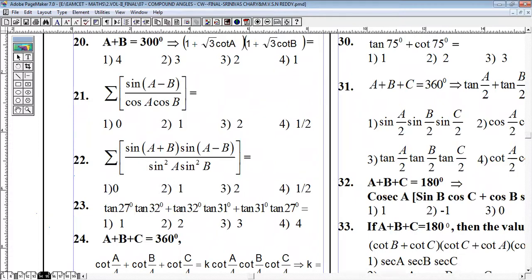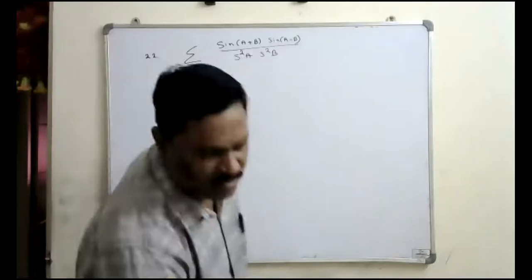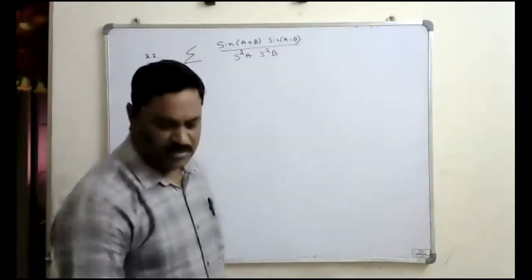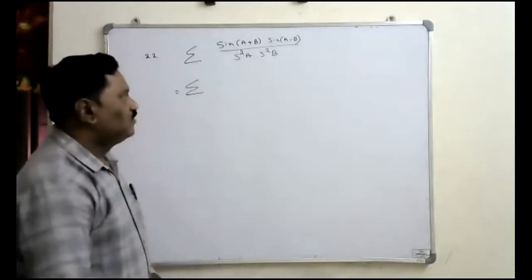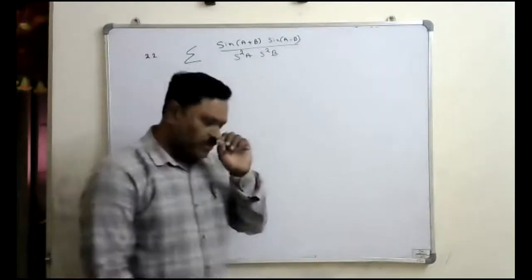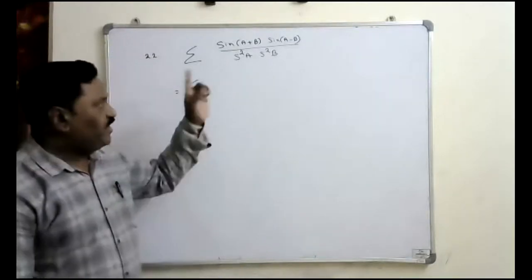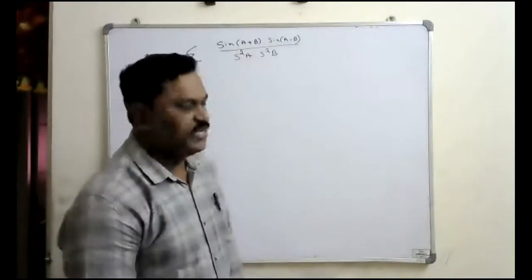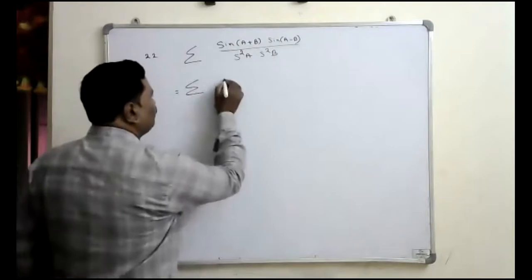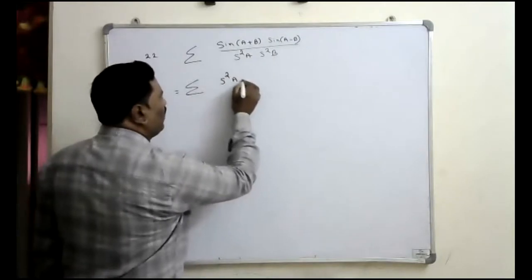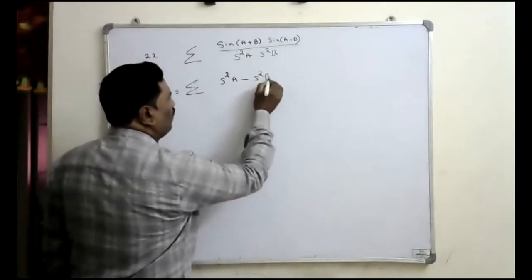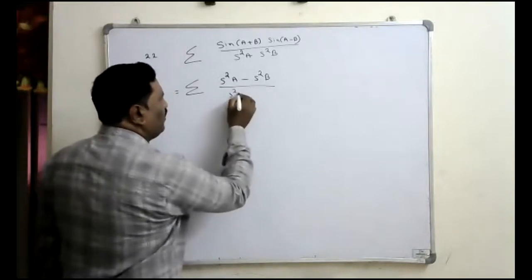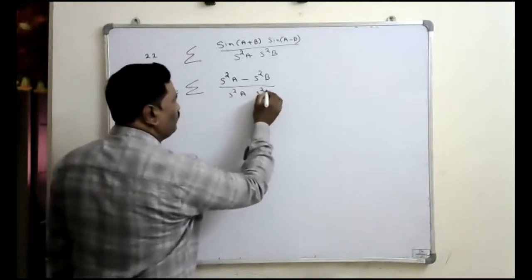Here also we can observe that there is a sigma sign and a minus sign in the numerator, so the answer might be 0. So here also observe the numerator once. Sin (A plus B) into sin (A minus B) is there. What is the formula? Sin square A minus sin square B, upon sin square A into sin square B.